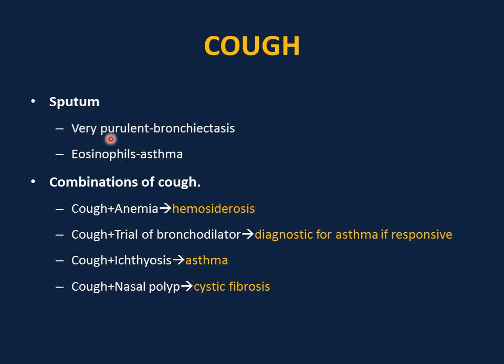If the sputum is very purulent and the cough is chronic, consider bronchiectasis. If the sputum has a high level of eosinophils, consider asthma. Cough associated with anemia, consider hemosiderosis. Cough improved with a trial of bronchodilator, consider asthma. Cough associated with ichthyosis or eczema, consider asthma. Cough associated with nasal polyp, failure to thrive, or rectal prolapse, consider cystic fibrosis.